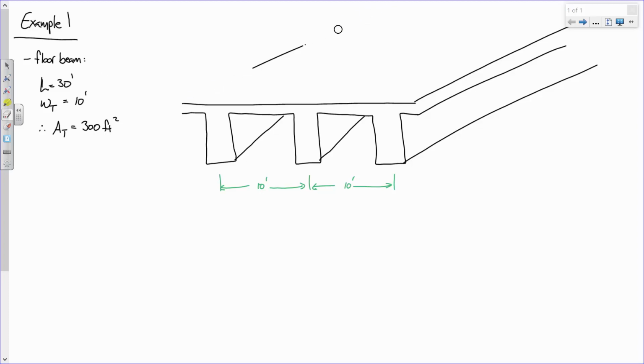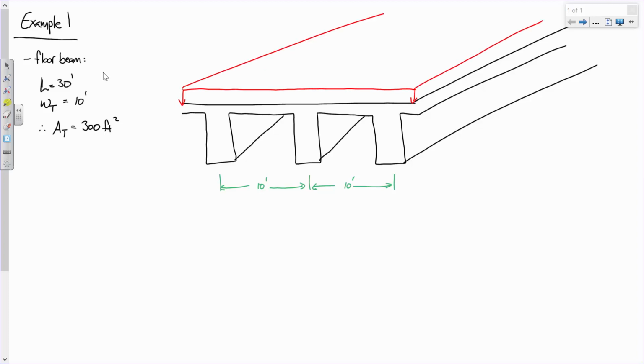So what I did to this floor system is I said, I'm going to place a pressure load on this system that's 20 pounds per square foot. So I imagine I've got a 20 pounds per square foot pressure load applied over the entire system. So every square foot of the building, I got 20 pounds. Right? So this is 20 pounds per square foot.